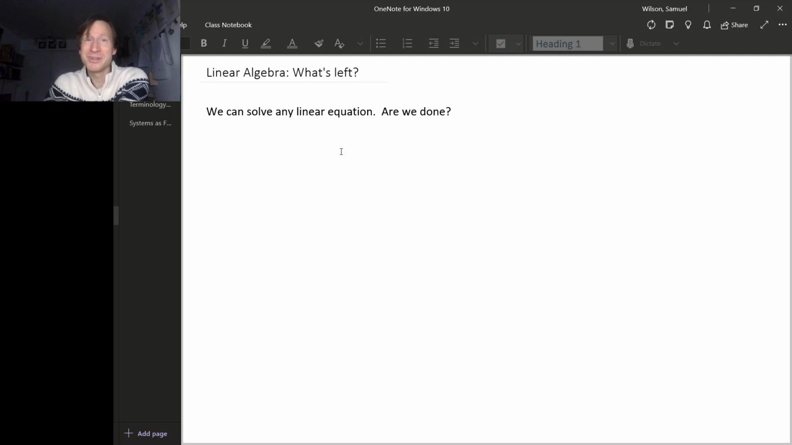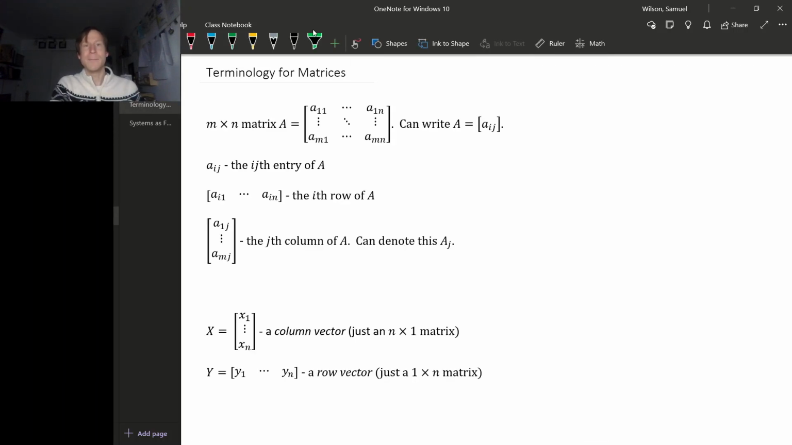So you might be wondering, what is there left to do when it comes to linear algebra? Well, it turns out to get a deeper understanding of the collection of solutions to systems of linear equations, and to get a deeper understanding of what exactly a system of equations is doing, we need to set up some notation and some operations having to do with matrices. So let's have a look at some terminology and notation.